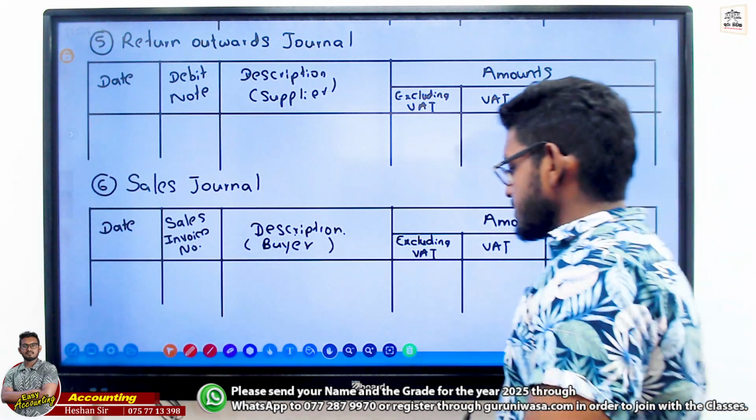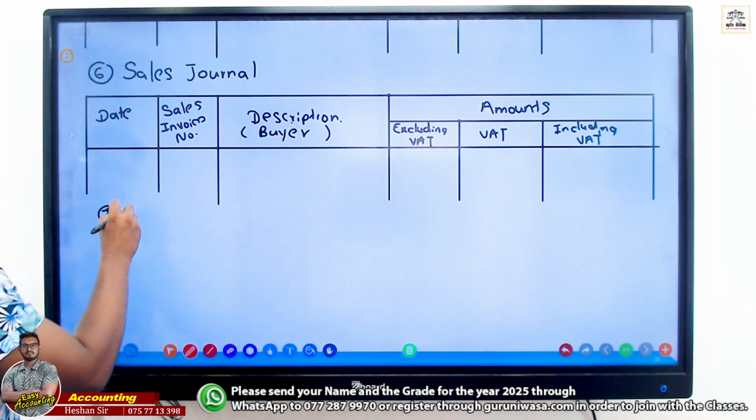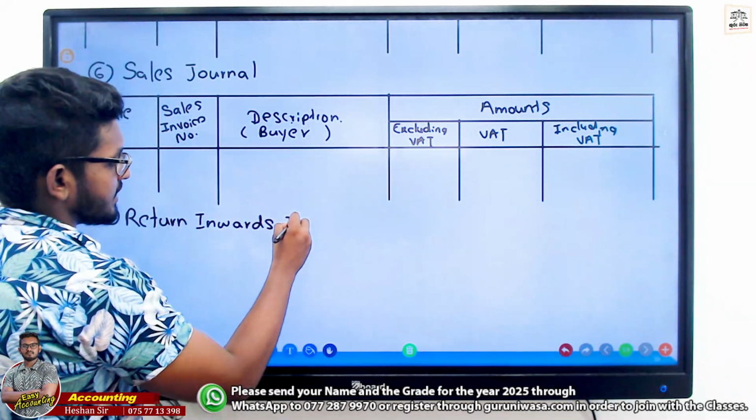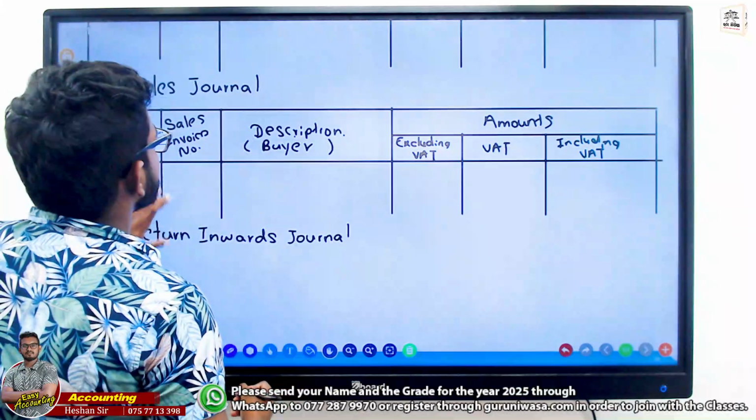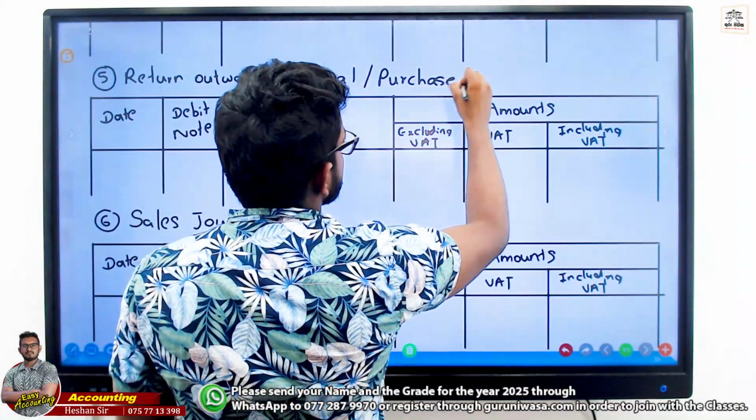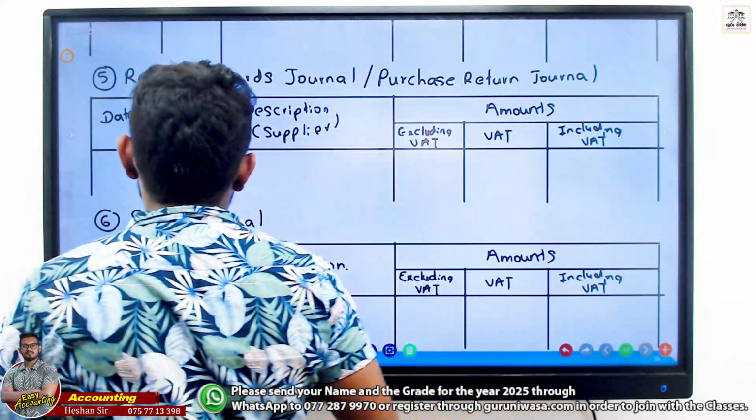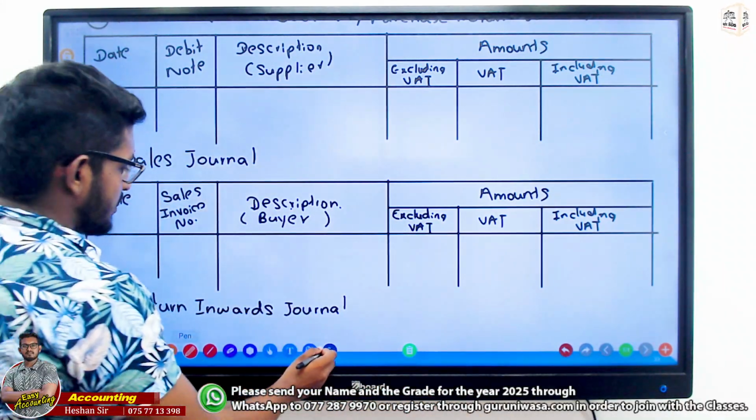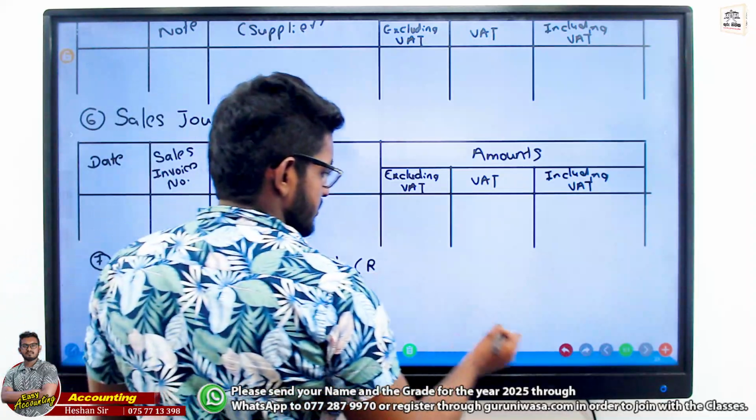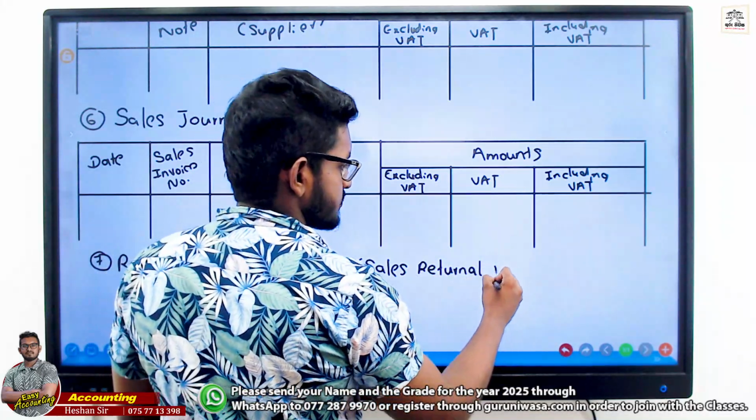Right. Number 7. Return inwards journal. If these two confuse you, write them down. Return inwards. Now return outwards means purchase return journal. Return outwards journal means purchase return journal. Right? Return inwards means sales return journal. Sales return journal. Two things.